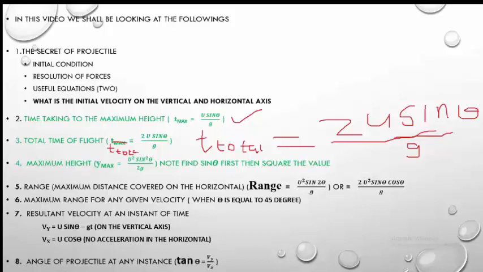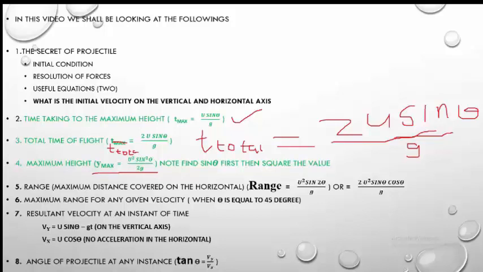maximum height in itself. And I said, note, you find sine theta first, then you square the value. If you find sine theta first before you square the value, it's not like you will square the angle. If I have 30 degrees now, you cannot say 30 degrees squared. You now find sine 30 degrees that you have, then square it. So you need to find the sine theta first. Whatever answer you have gotten, then you now square it. You can find u squared, then 2 divided by g.